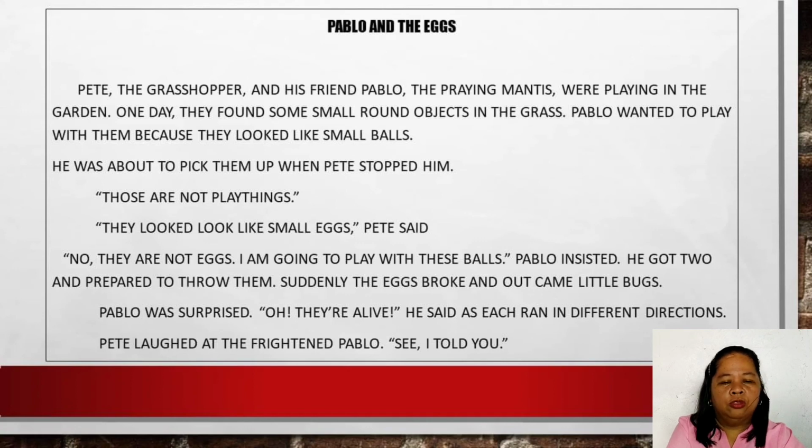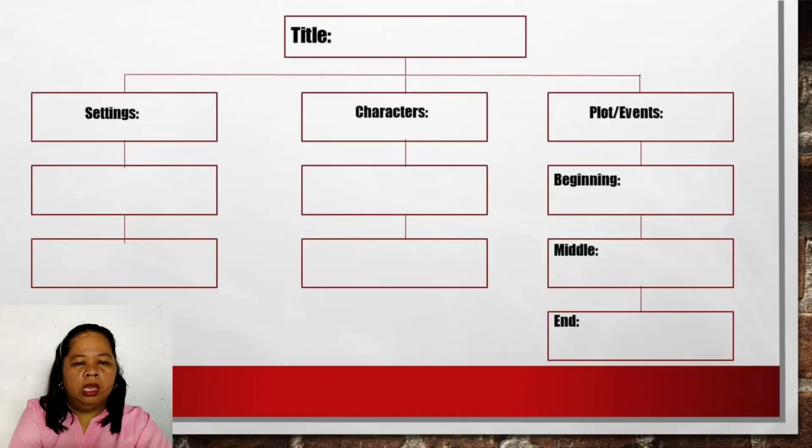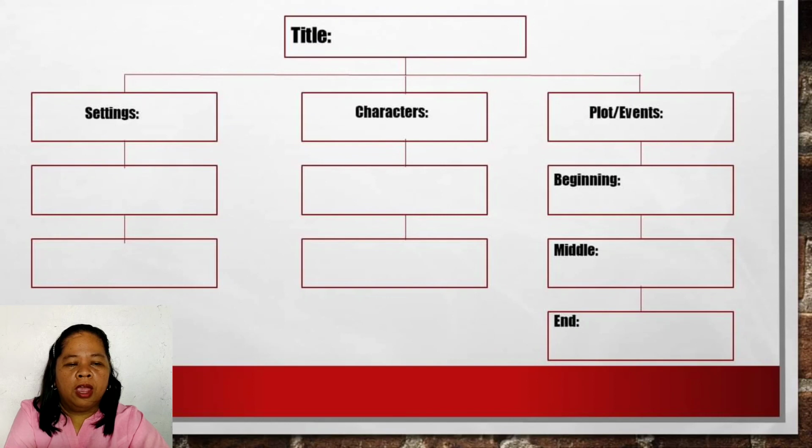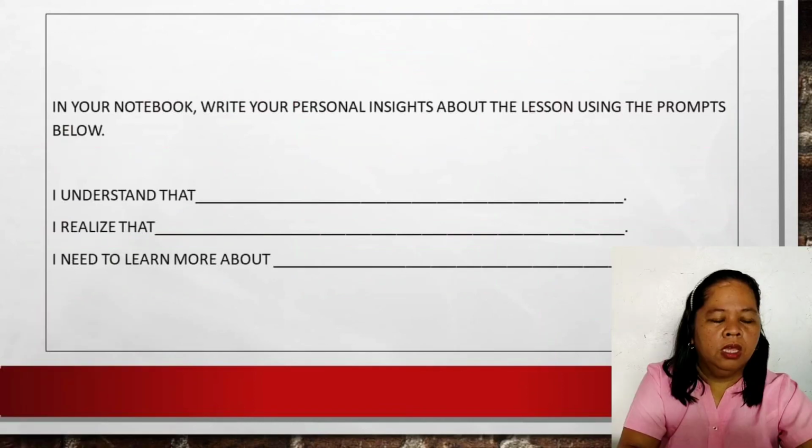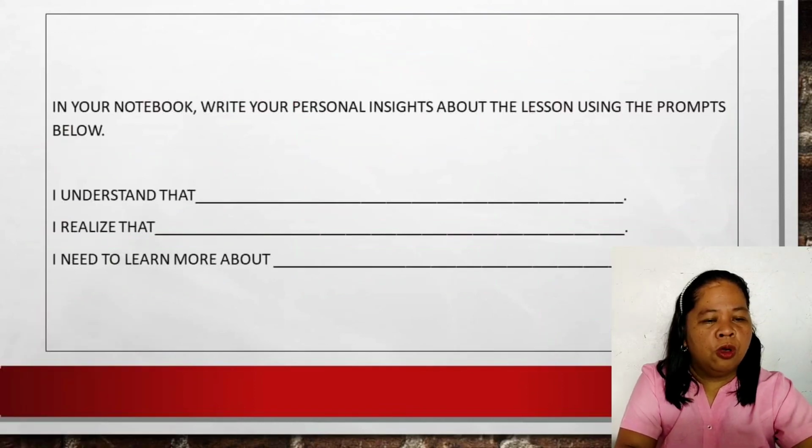"See, I told you." Now, you are going to write the title. What is the title of the story? The setting, the characters, the plans, the beginning part of the story, the middle, and the end. We're going to put it on a graphic organizer. Do this in your notebook.